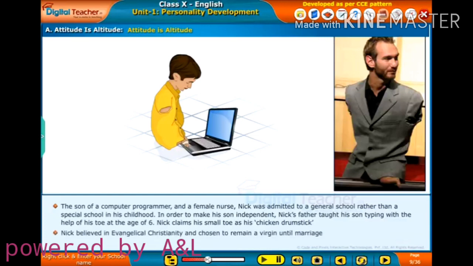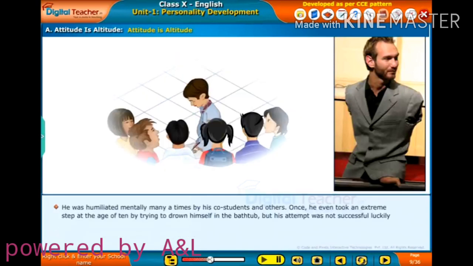Nick believed in evangelical Christianity and chosen to remain a virgin until marriage. He was humiliated mentally many a times by his co-students and others. Once he even took an extreme step at the age of 10 by trying to drown himself in the bathtub, but his attempt was not successful luckily.